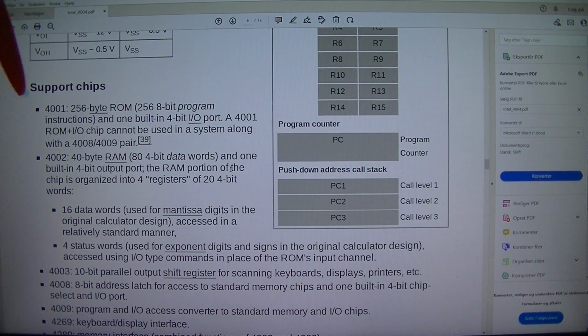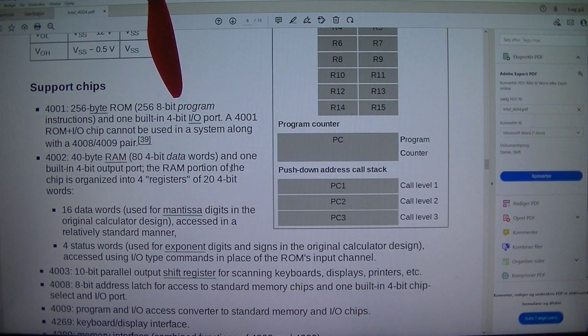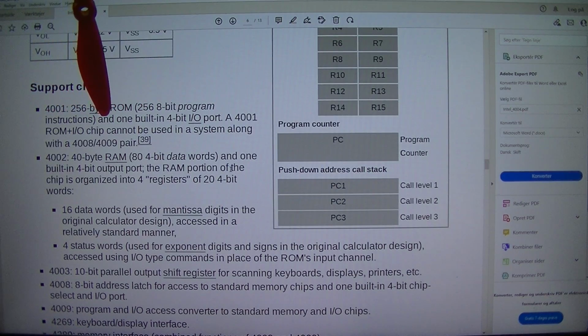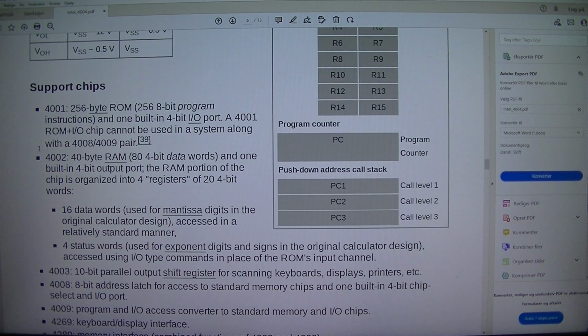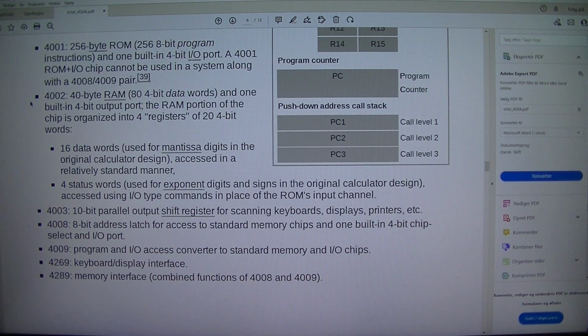Support chips. 4001, 256-byte ROM, 256 8-bit program instructions, and 1 built-in 4-bit I/O port. A 4001 ROM and I/O chip cannot be used in a system along with a 4008/4009 pair.